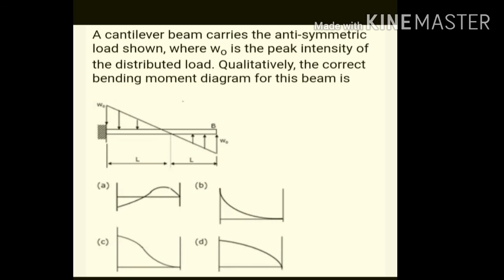So you cannot take A, because in any cantilever beam the bending moment is more at the fixed end and less at the free end.